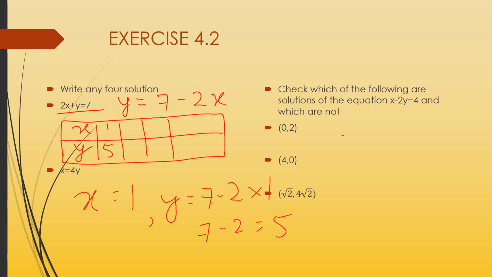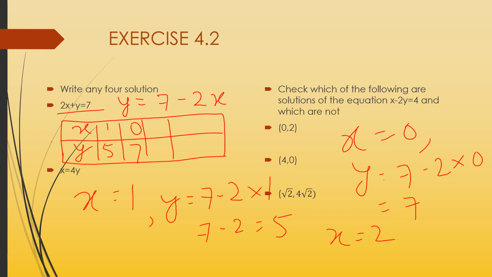A simple value, suppose x is 0, what will be your value of y? y equals 7 minus 2 into 0, which is 7. Yes, for 0 it will be 7. If you put x to be 2, y will be equal to 7 minus 2 into 2, which is 7 minus 4, gives you 3. For 2, the answer is 3.